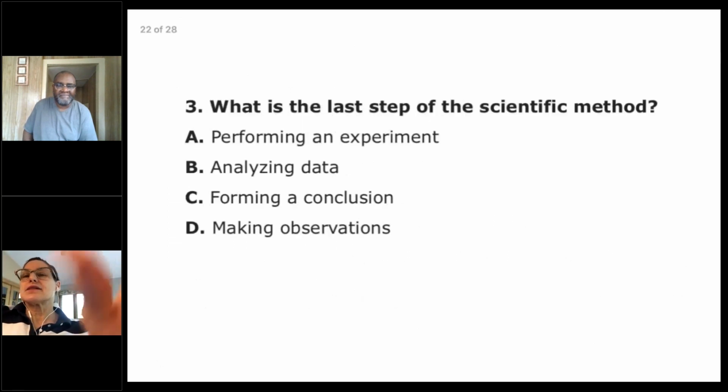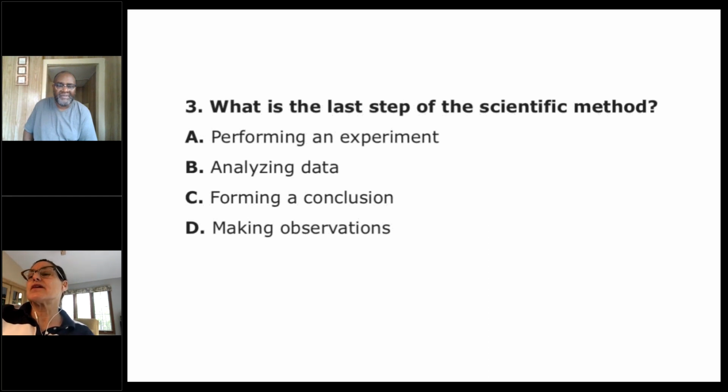All right. What is the last step of the scientific method? Is it A, performing an experiment, or analyzing data, or forming a conclusion, or making observations? The last step is forming a conclusion. Excellent.